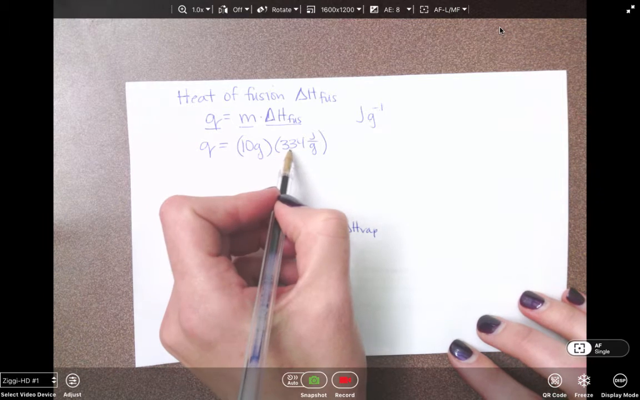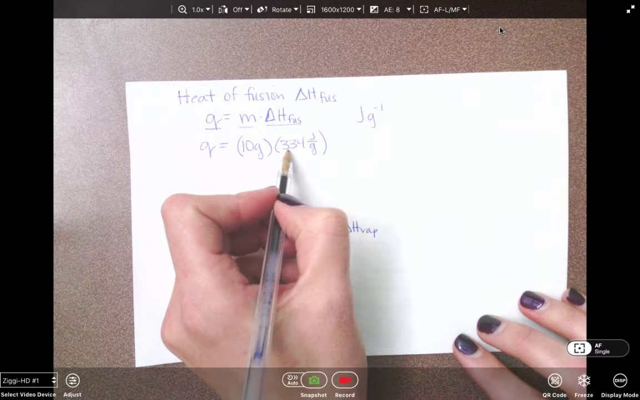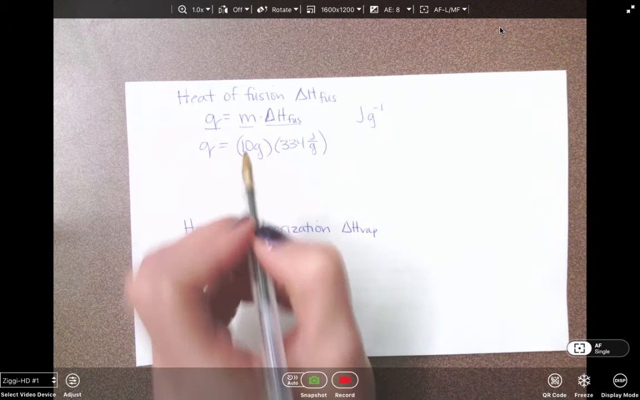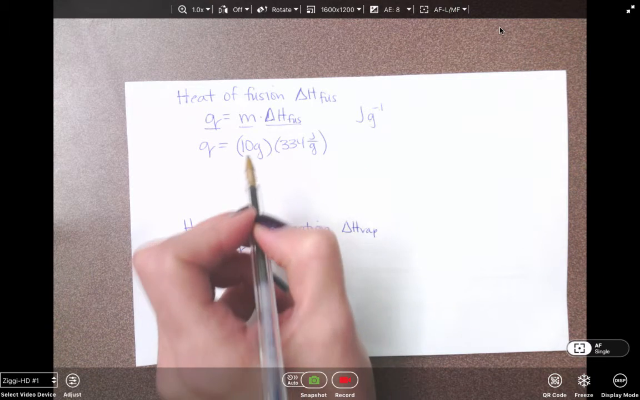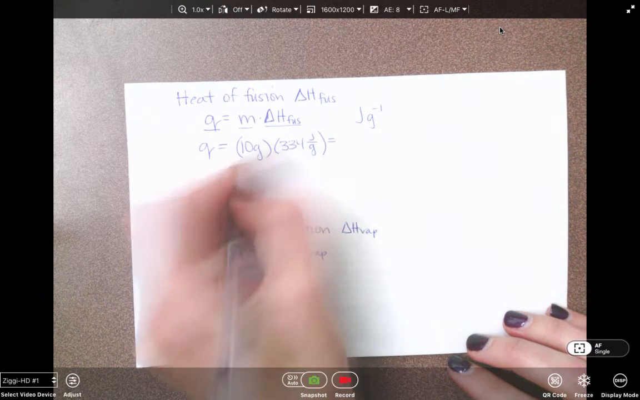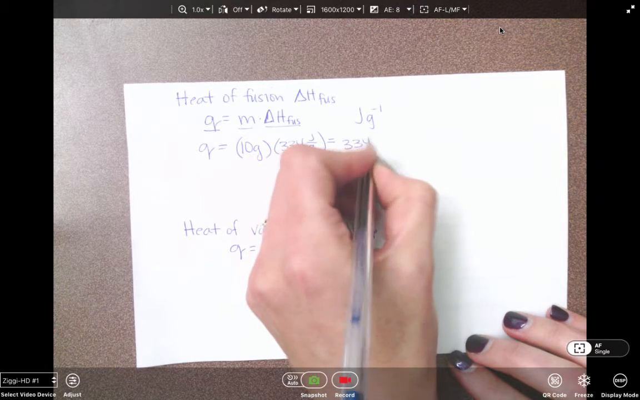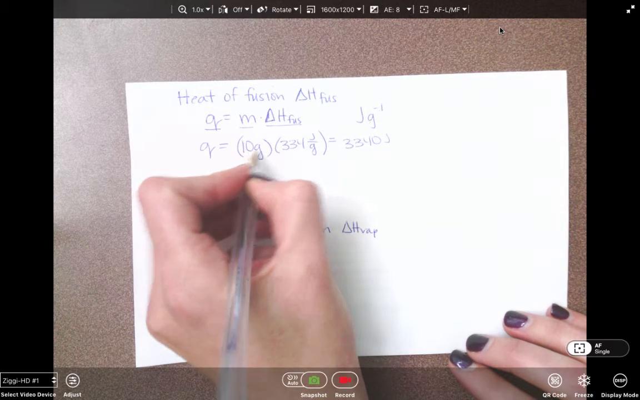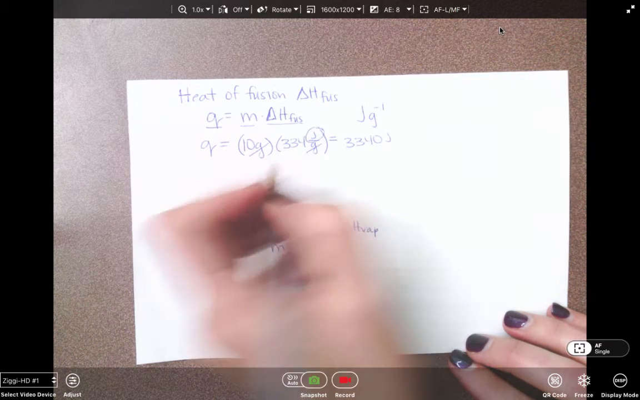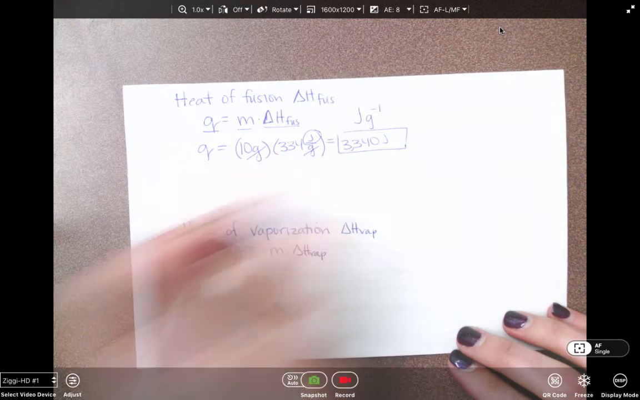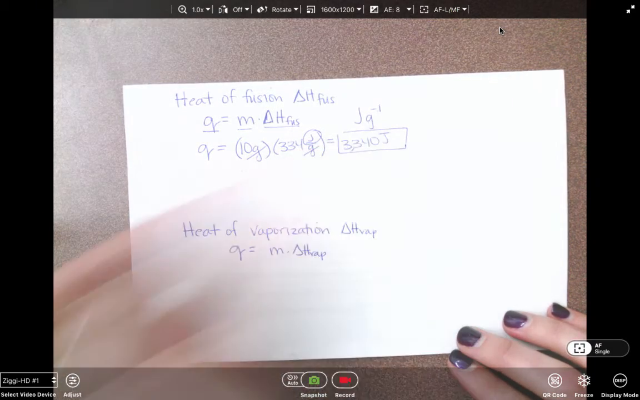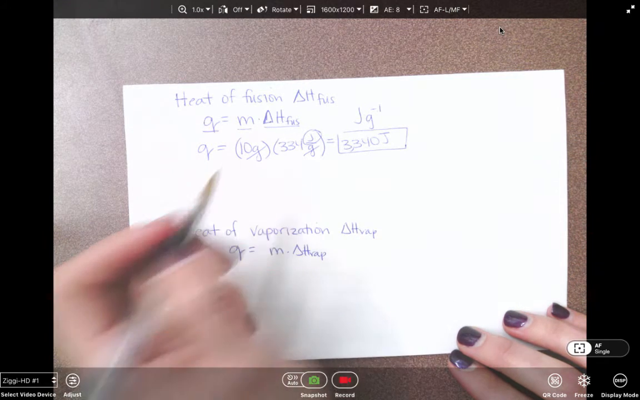So you figure out if it takes 334 joules to melt 1 gram, I would need 10 times that much energy for 10 grams. So in this equation, my grams cancel out with my grams. The only unit I have left is joules. Therefore, it takes 3,340 joules of energy in order to melt 10 grams of ice.